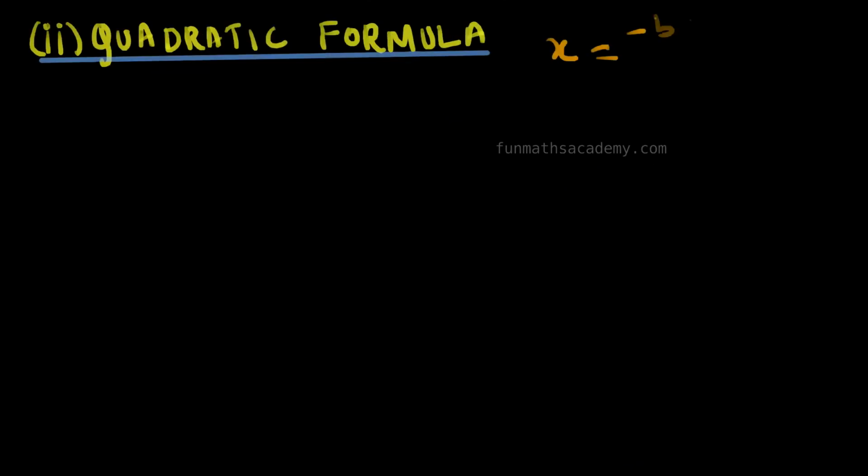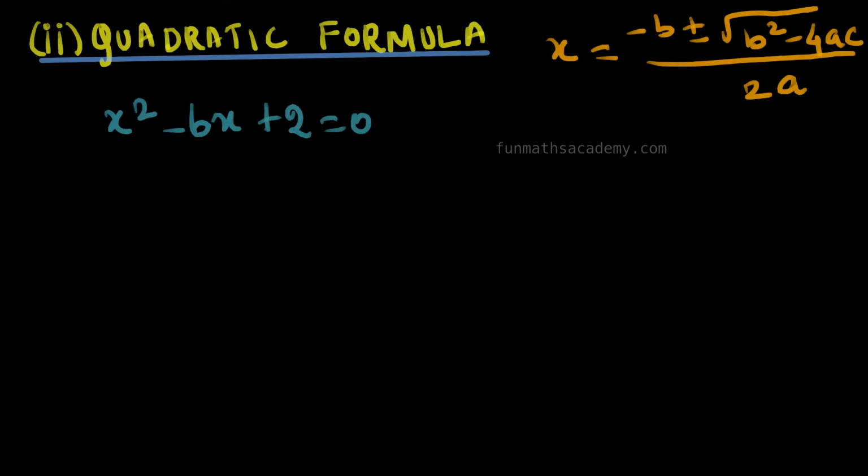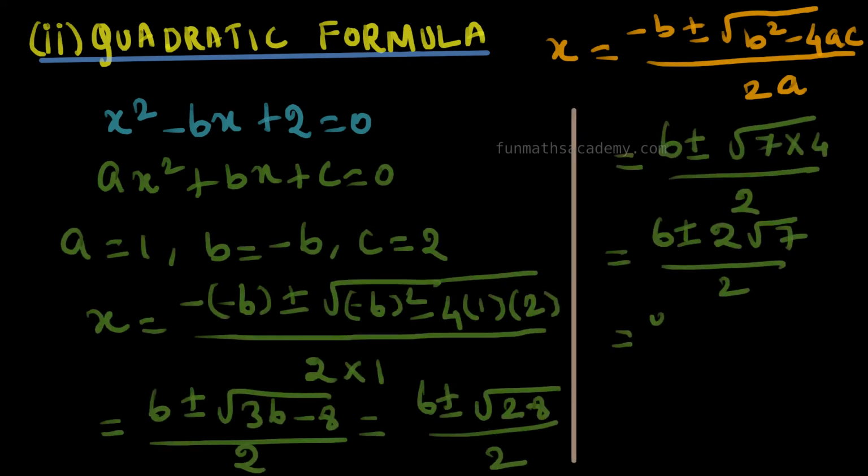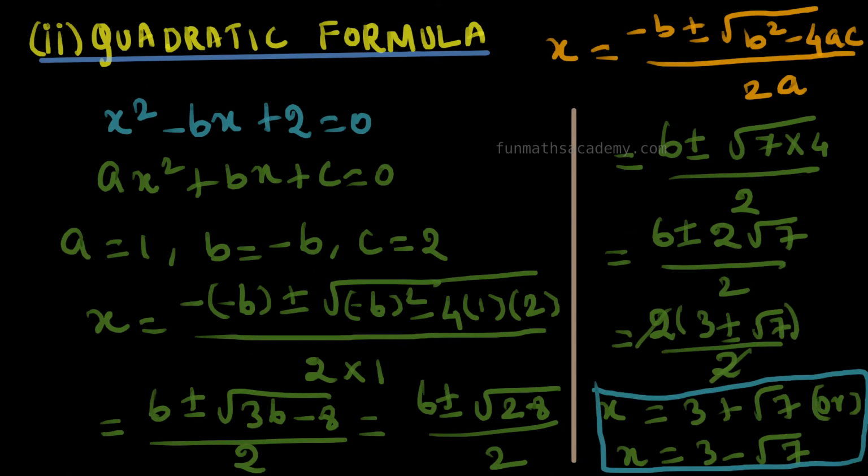Number 2 is formula method. Not all problems can be solved using factorization method. That's when formula method comes into use. Values of a, b, and c are substituted into the formula, and by following the basic algebraic rules, we can find solutions for x. Number 3 is graphical method.